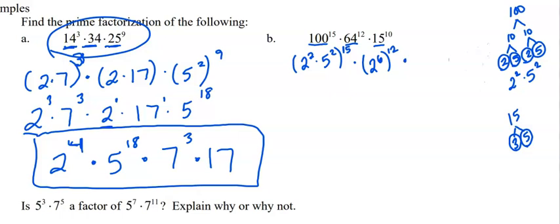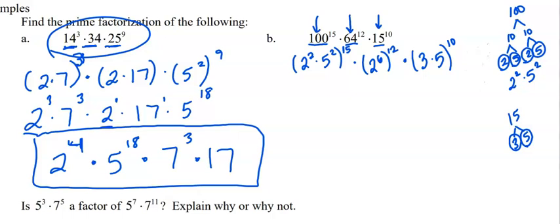So that 15 is 3 times 5 to the 10th power. And if you look at this now, all you've done is replace 100 with its prime factorization, 64 with its prime factorization, and 15 with its prime factorization. Then you have to have your knowledge of your exponent rules.